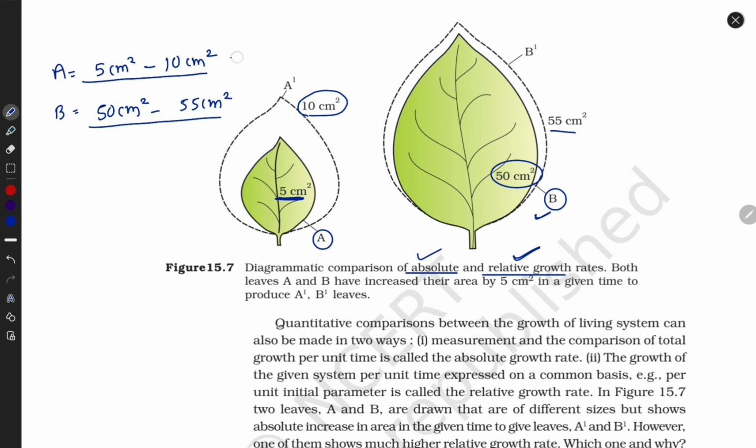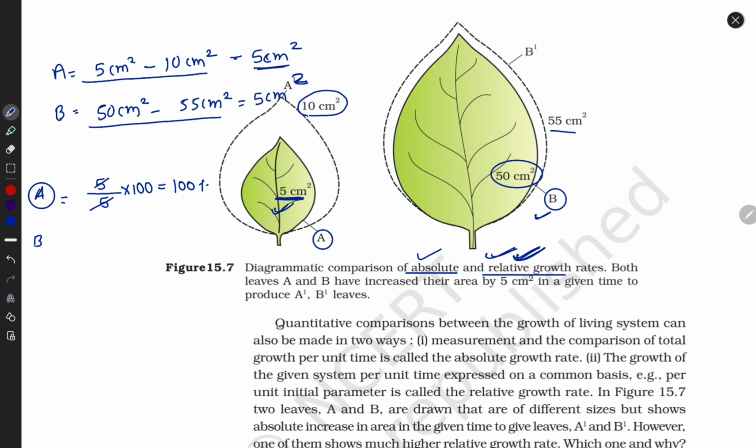Overall absolute growth is 5 centimeter square in leaf A and absolute growth of leaf B over the particular time is also 5 centimeter square. Both are the same. Now calculate the relative growth. How can we calculate the relative growth? Absolute value divided by the initial value and into 100. Means leaf A shows 100% relative growth.